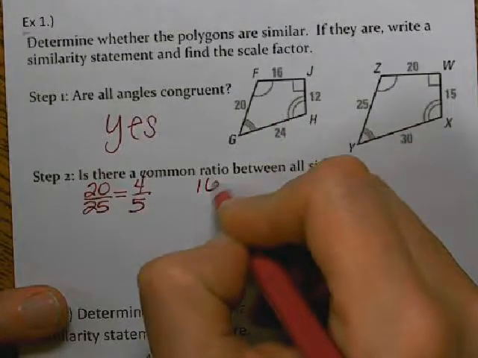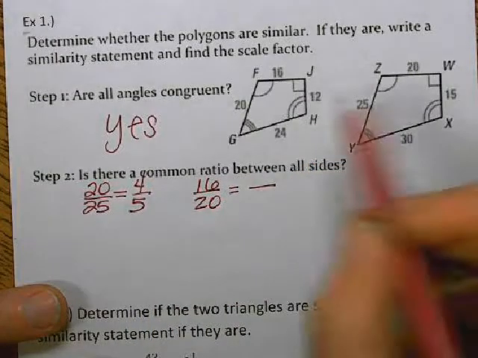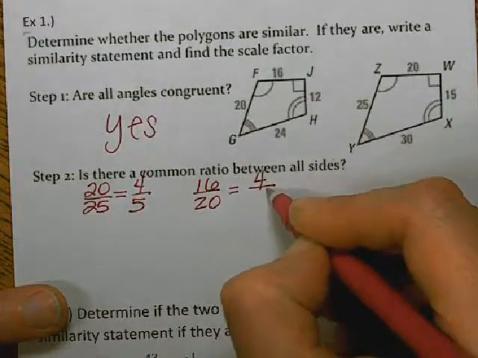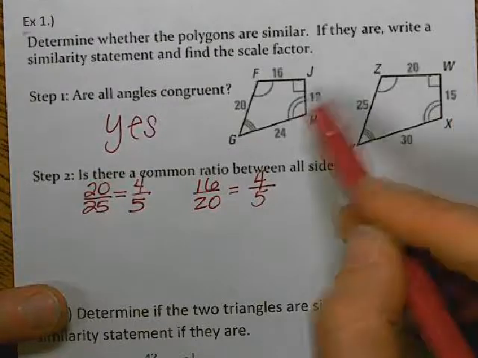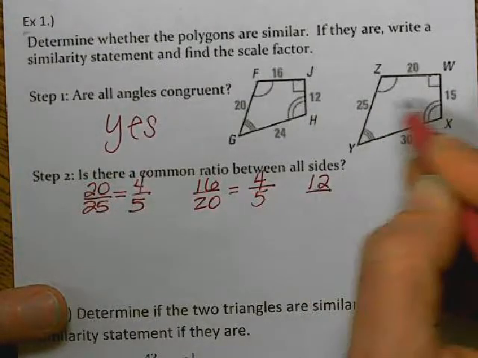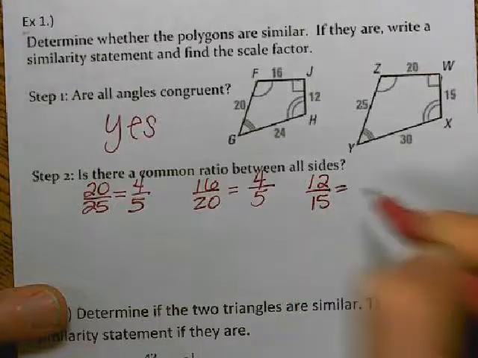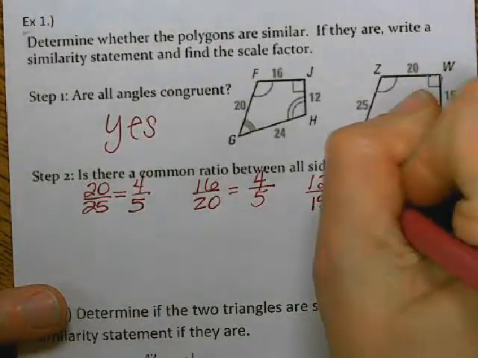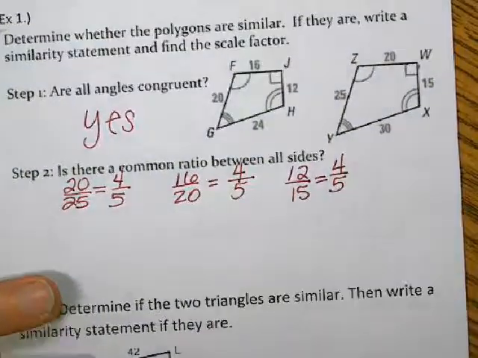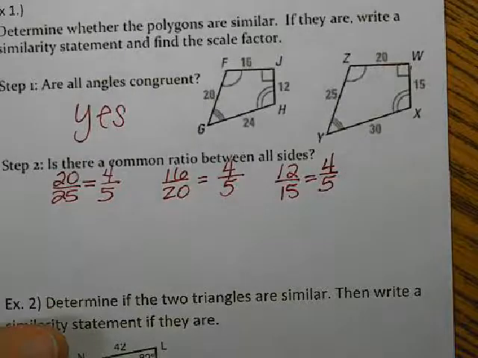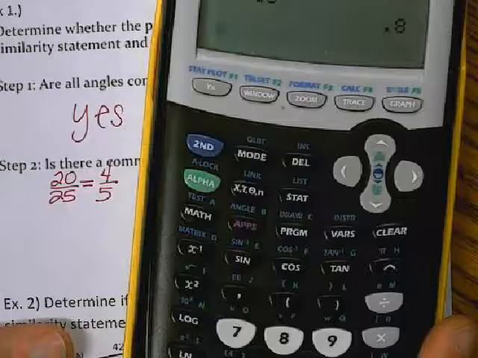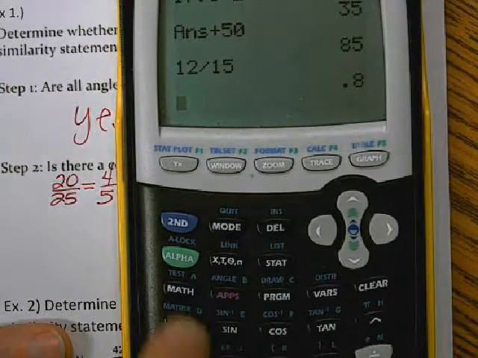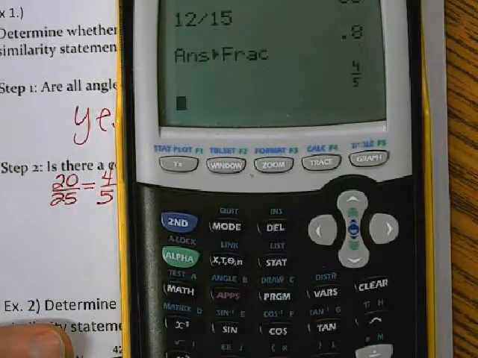The second ratio is 16 over 20. When we simplify that, we get 4 over 5. I got my 16 here and my 20 here because they correspond. Write the next ratio, so it's going to be 12 over 15. Simplify that and we get 4 over 5. If you don't know how to simplify fractions by hand, you can always use your calculator. Just divide. So 12 divided by 15. And then when you're done, you push math, enter, enter, and it puts it back into your simplest form. 4 over 5.